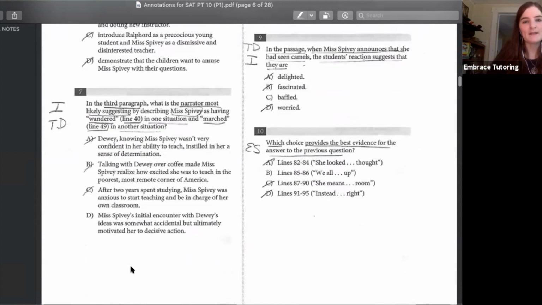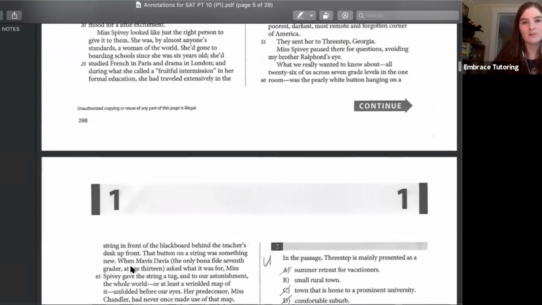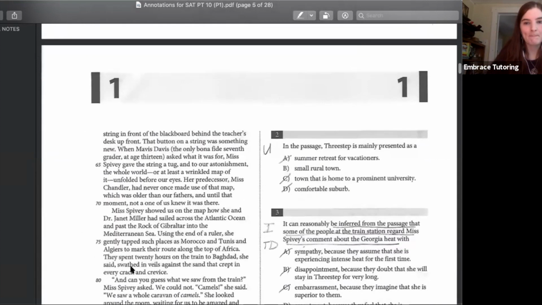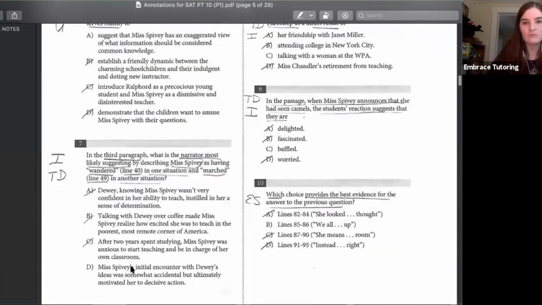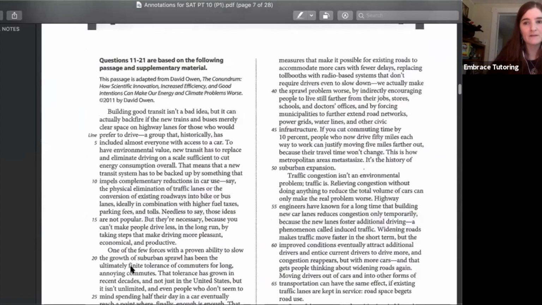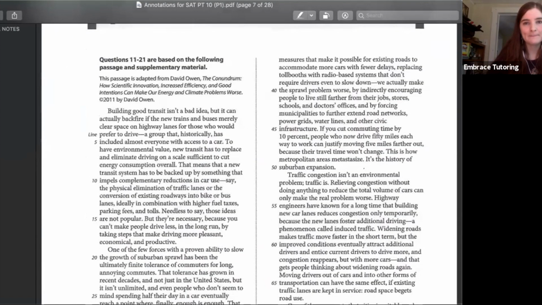So no one has any questions, at least on passage 1, right? Any from passage 2 or any of the other passages for the reading test or the writing and language test? Now's the time to ask.